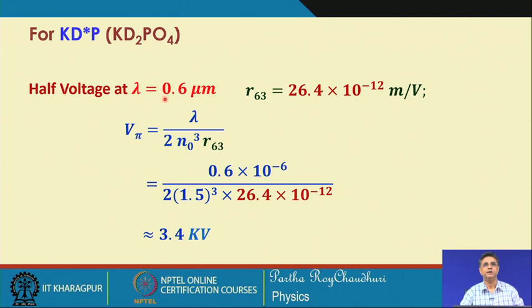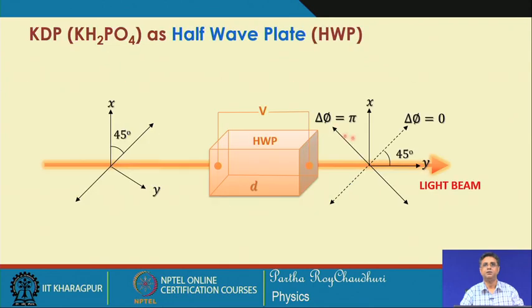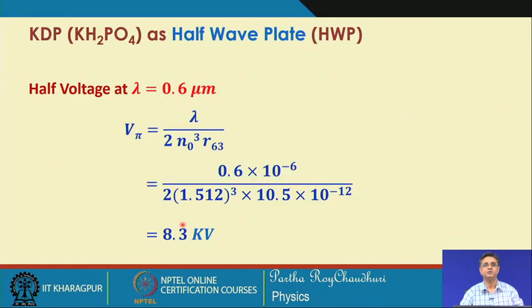Okay. Half voltage for this K D star P, dihydrogen phosphate, the coefficient is now more, and as a result the half voltage reduces to 3.4 kilovolt, which is as good as 1/3 times less than the half voltage of this one, that is for the KDP crystal.